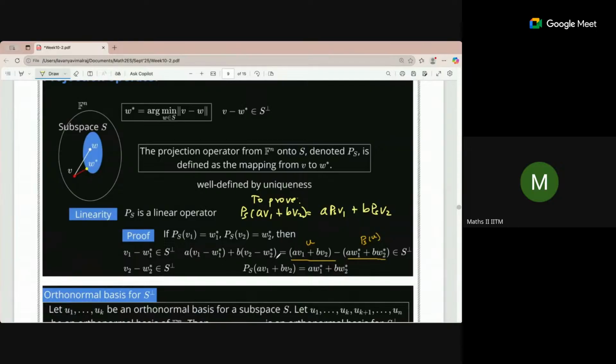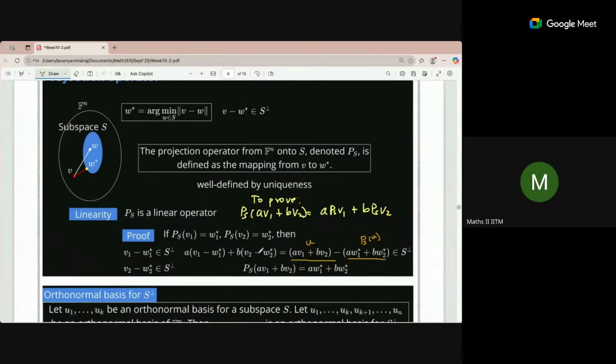So we are doing a small trick here. What is it that we are doing? We are first considering V1 minus W1 star, which we know is in S perp, and similarly V2 minus W2 star, which we also know is in S perp. So we are taking a linear combination of these two, and we know that this linear combination is again in S perp.